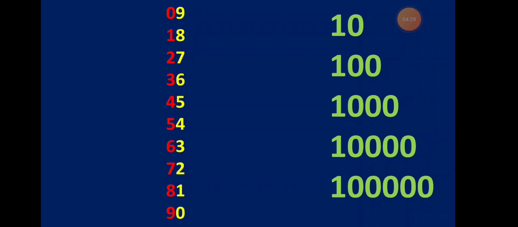And you look at the numbers of tens. So 10, 100, 1000, 10,000 and 1 lakh. The number of zeros keeps on increasing step by step. So this also forms a pattern.